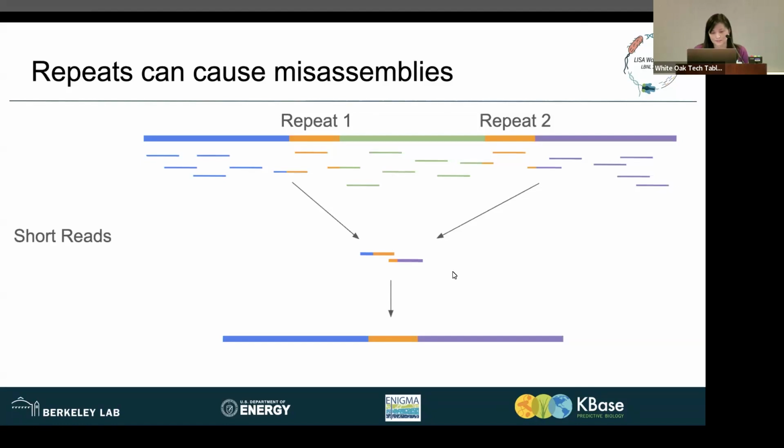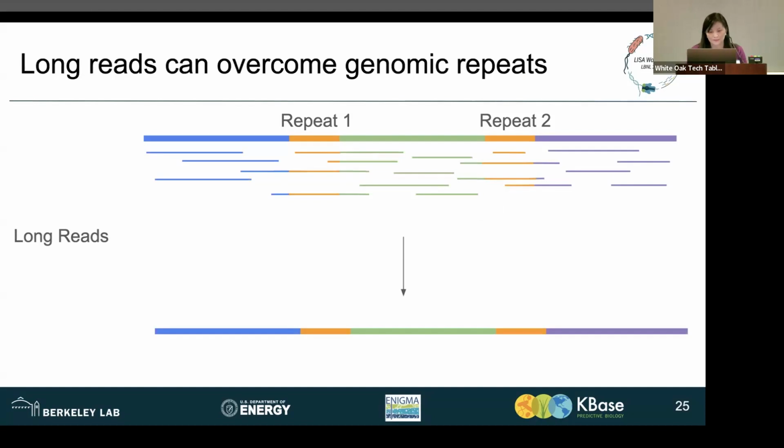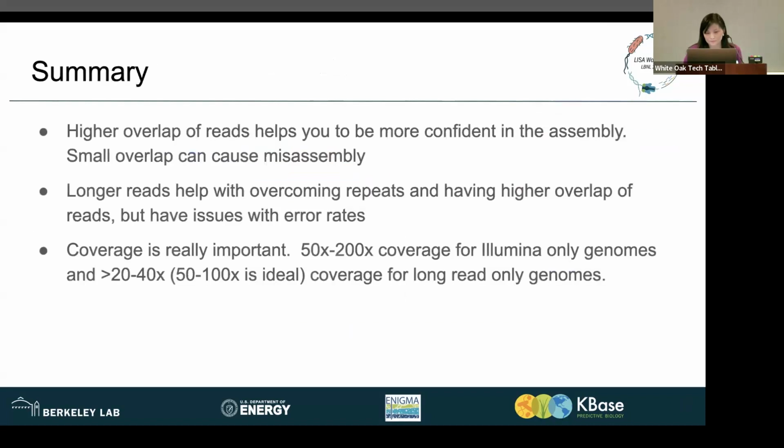So here's a visual representation of why repeats cause misassemblies, right? If you have too small of an overlap, then you can miss this whole green part of the genome. But if you have long reads that span the repeats and you have enough overlap, then you'll get the correct result that you're looking for. Okay, so higher overlap is better. Longer reads help with overcoming repeats, and coverage is really important.